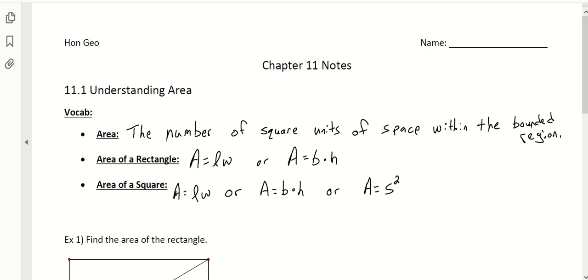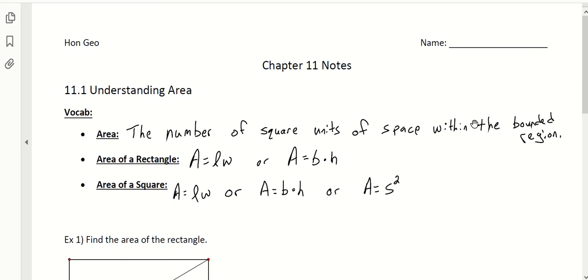All right, let's take a look at chapter 11. First off, 11.1, understanding area. Let's get some vocabulary out of the way. Area is the number of square units of space within the bounded region.